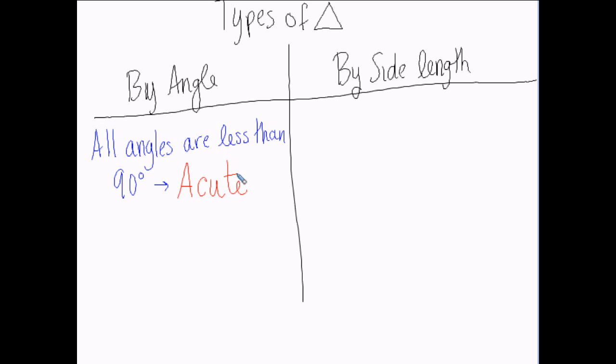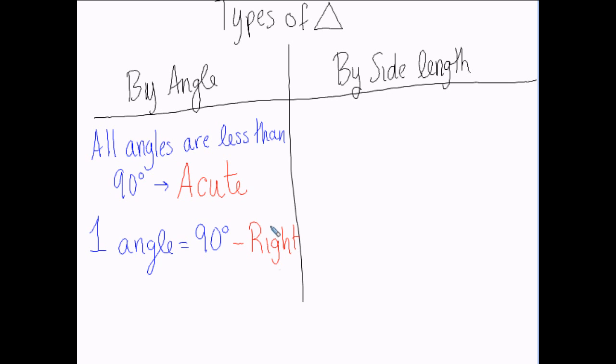So if every angle is less than 90, it's an acute triangle. Now, even if you have a right triangle or an obtuse triangle, you're going to have acute angles. So all of the angles have to be less than 90 for it to be an acute triangle. Okay. If one angle is equal to 90, that's when you have a right triangle.